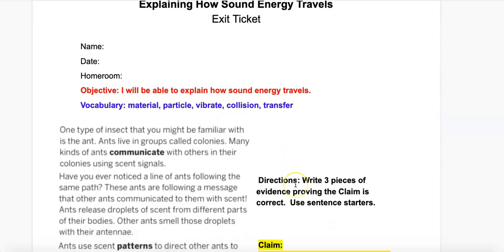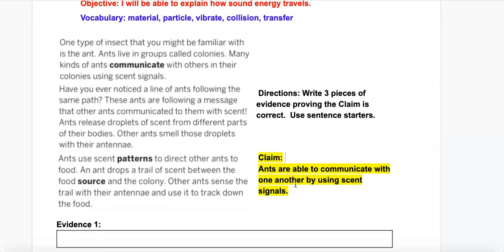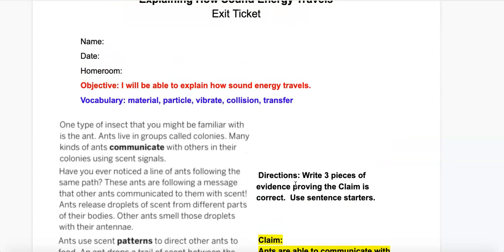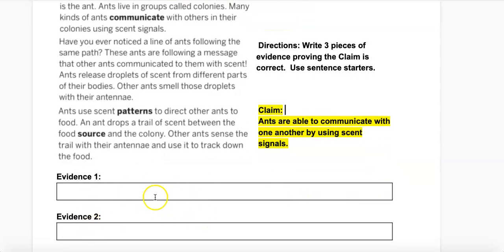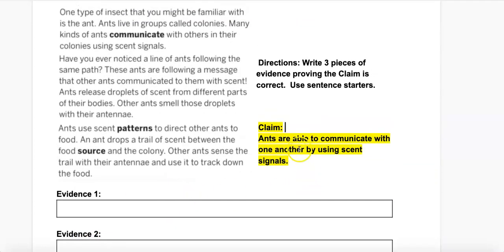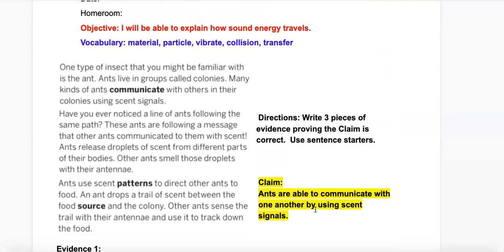You do have an exit ticket. We are struggling with pulling out evidence that's related to the claim, so this is your practice for that. Your exit ticket, you are going to read these 3 paragraphs. This is your claim: Ants are able to communicate with one another by using sense signals. 3 pieces of evidence, including sentence starters, need to prove that this claim is correct by using the evidence pulled from these 3 paragraphs. You should be able to pull a piece of evidence from each paragraph. That's what I'll be looking for when I grade your exit tickets.